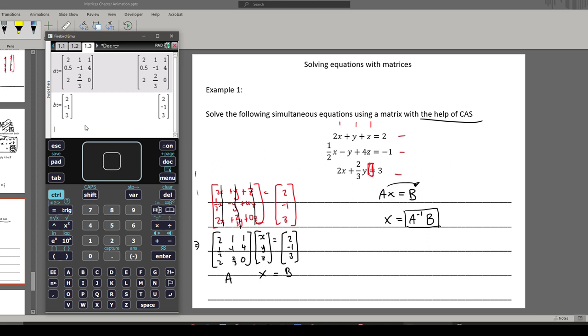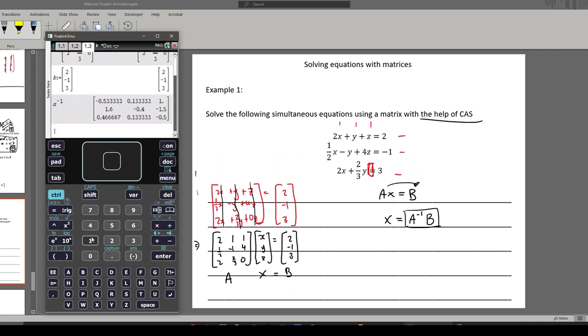Okay. How do I get the inverse of A? Well, it's really quite simple. On our CAS, we type A to the power of -1, there's your inverse. Done. It finds the determinant for us, multiplies it through, does everything. There's our inverse. But we're not going to write it down, then write B, and then multiply them. Let's just do it all in one go.